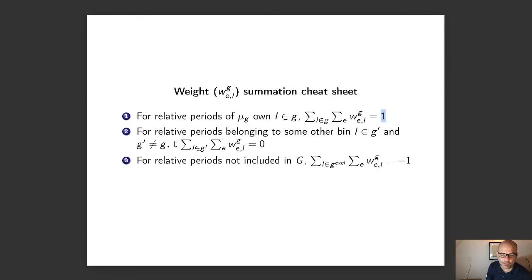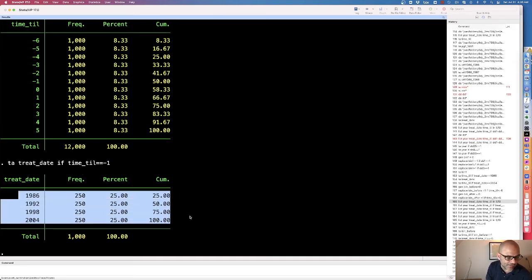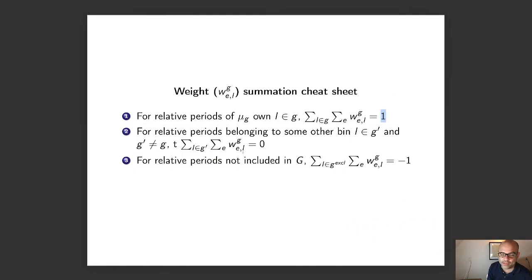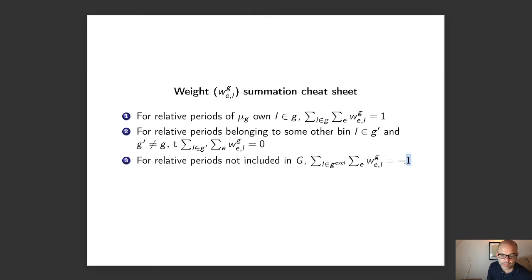The relative periods belonging to some other bin, right? So this is like for negative 1. In that coefficient that goes with negative 1, it's equal to the weighted average of these 2x2s. It's equal to the weighted average of other periods, not for negative 1. So for like negative 2, for 0, for other periods, those weights are going to sum to 0. So these weights sum to 0. These weights sum to 1. These weights sum to 0. And these last weights sum to negative 1 for relative periods not included in G.